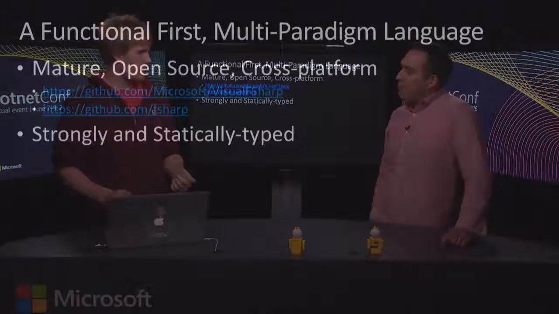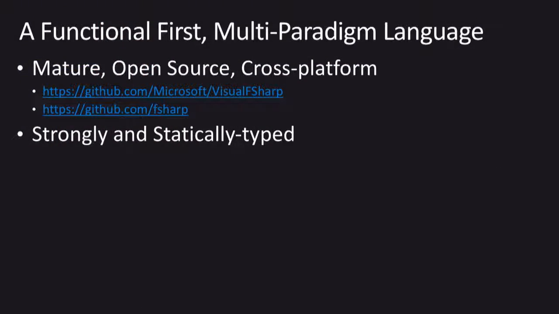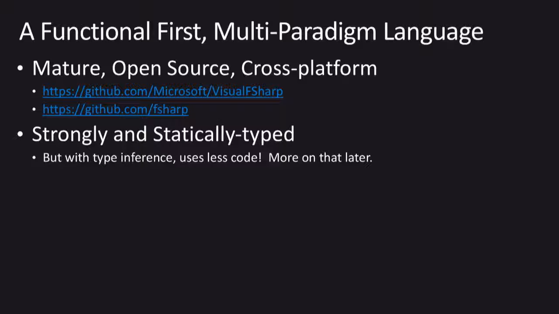FSharp is strongly and statically typed. So basically, it's like C# and VB. You compile it ahead of time. It compiles into MSIL, and that runs on .NET. However, it also comes with type inference. So you don't need to explicitly list all the time, oh, this is an int, this is a string, or something like that. The compiler is able to figure out a ton of stuff for you. And so that leads to a lot less overall code and a lot less boilerplate code.